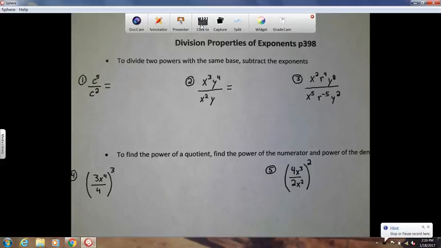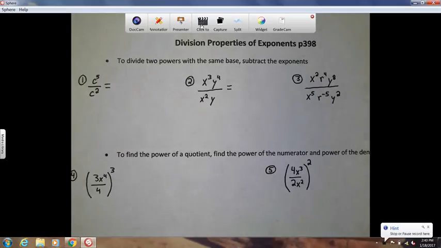This is division properties of exponents. Make sure to take annotations, write some stuff down. I'm also looking at the homework, so I'm looking at page 402. You might want to take some notes and some things that will help you on the homework. Also remember to take the Edmodo quiz.